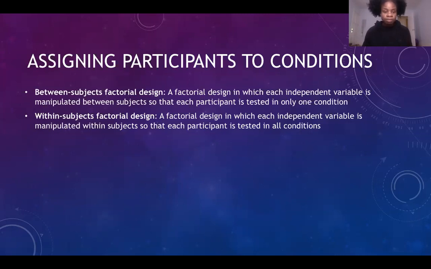In a within subjects factorial design, all of the independent variables are manipulated within subjects so that each participant is tested in all conditions. So not one condition, but all conditions. Here, all participants could be tested both while using a cell phone and while not using a cell phone, and both during the day and during the night. This would mean that each participant was tested in all conditions. It is more efficient for the researcher and controls extraneous participant variables.